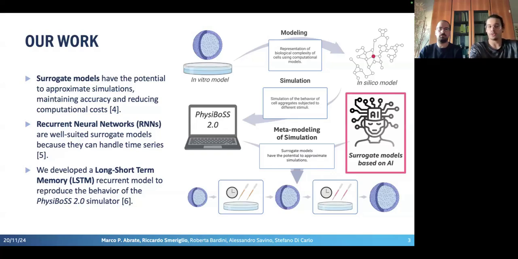In this context, the neural networks better suited for this purpose are recurrent neural networks and, for example, long short-term memory, because all of these kinds of simulation are time-dependent, since they aim to simulate the behavior of the cells, or whatever the in vitro model is, over time. So, long short-term memory networks are well suited for this kind of application, because they allow us to take time series.